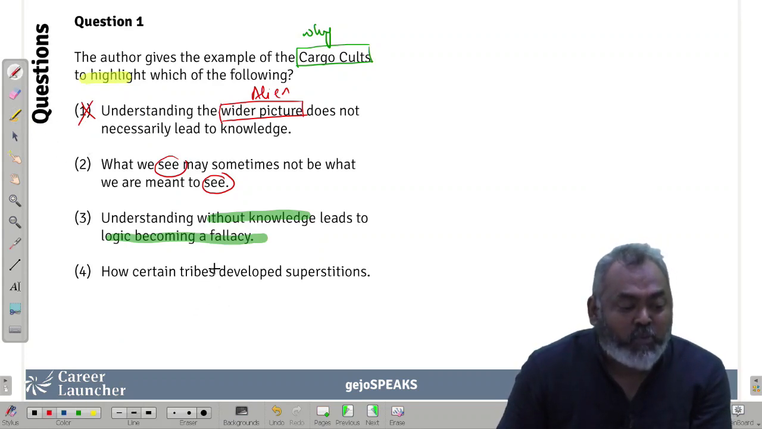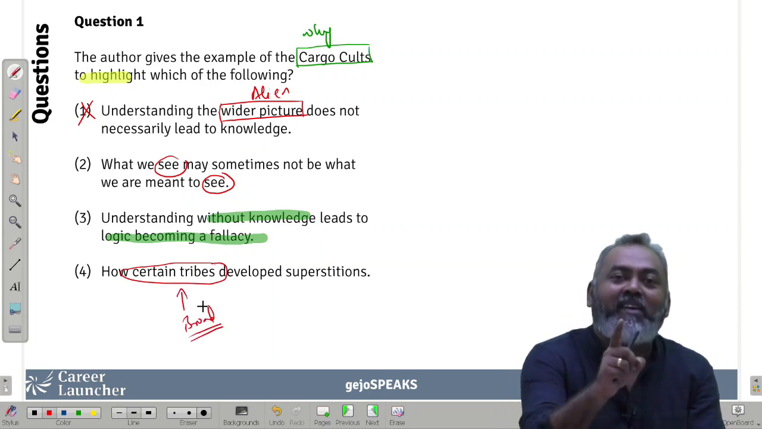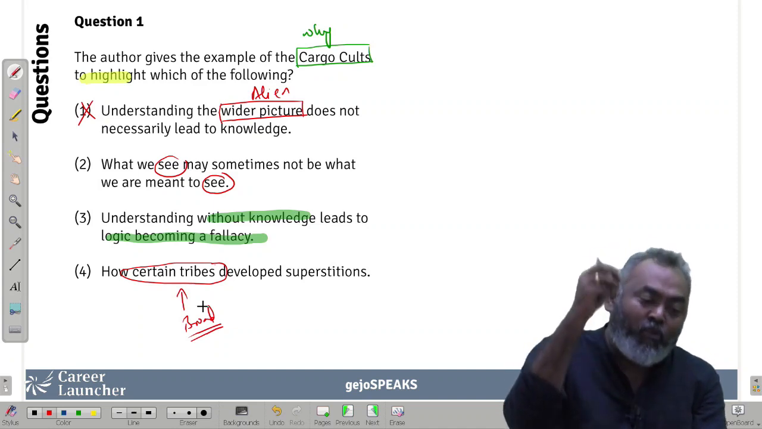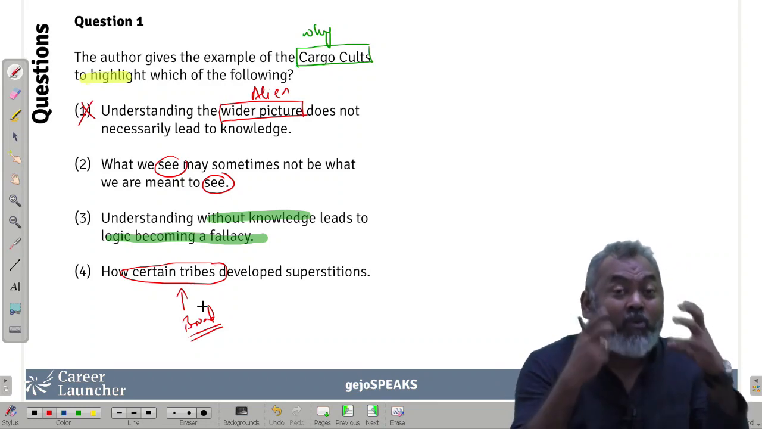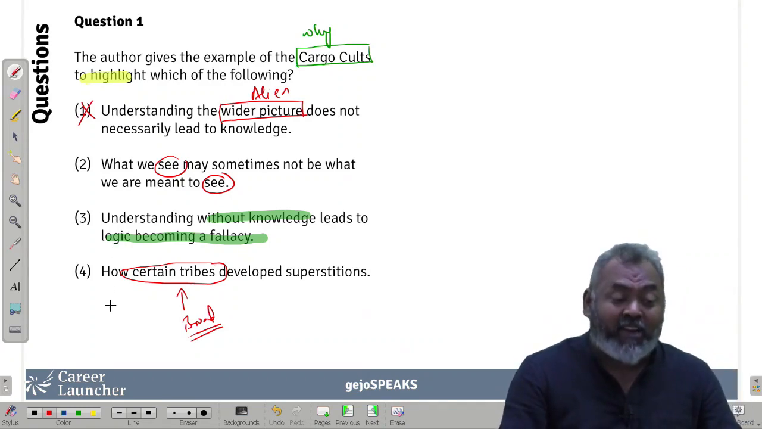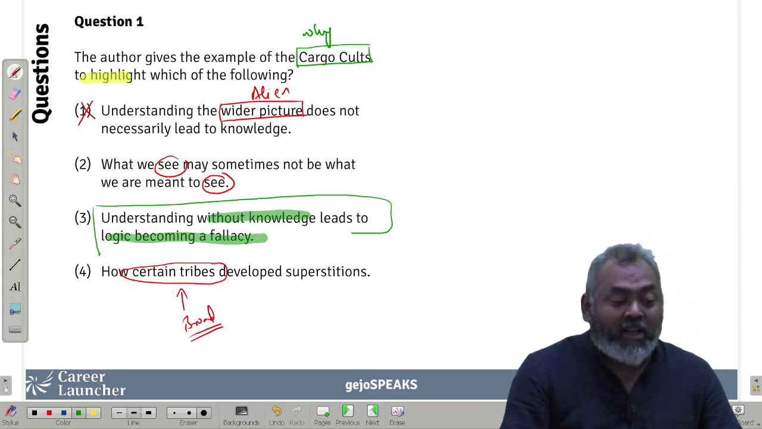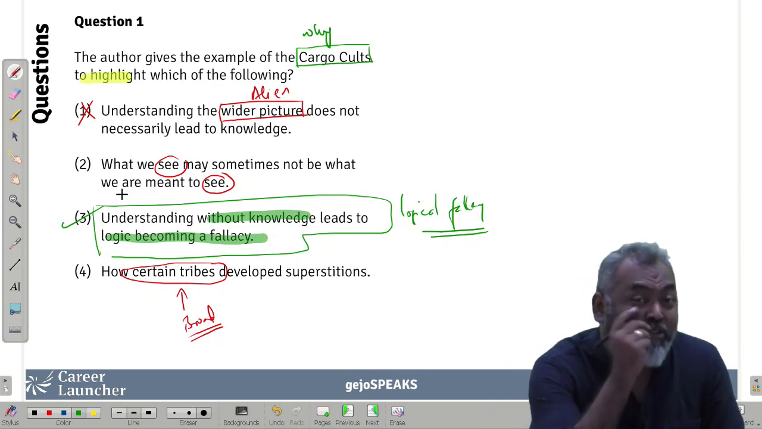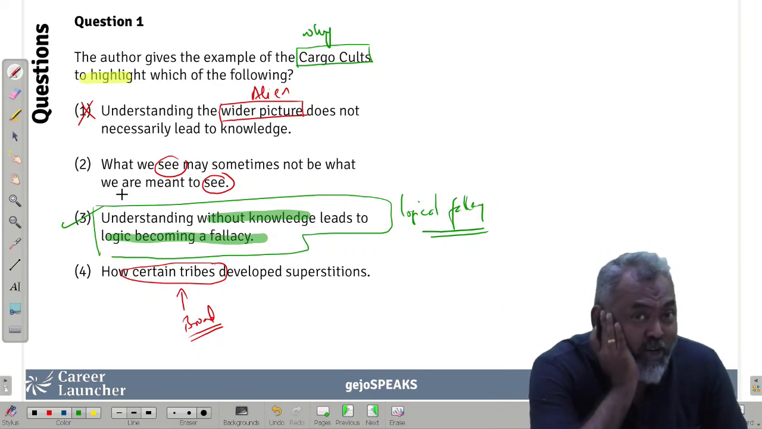How do tribes develop superstition? He is talking about one tribe. That one tribe is the cargo cult. They use the example not to talk about how tribes develop superstition. That's not why he said it. He wanted to tell us the fact that understanding without knowledge leads to logic becoming fallacy. How logical fallacy happens. Done. That's question number 3.